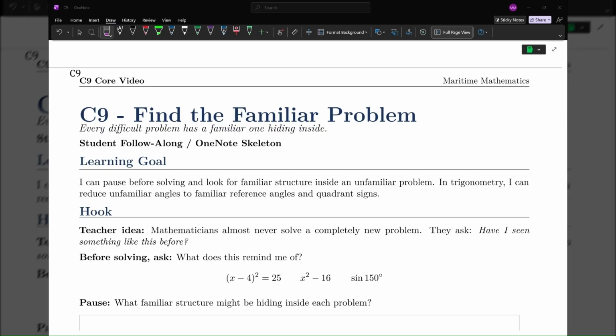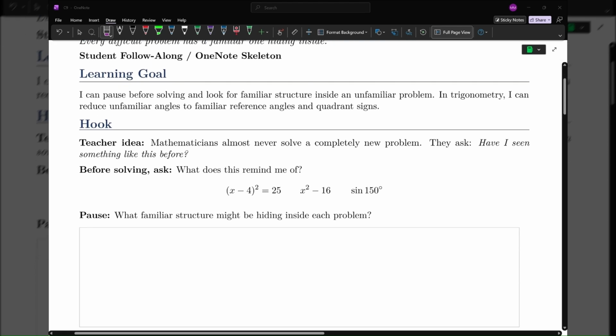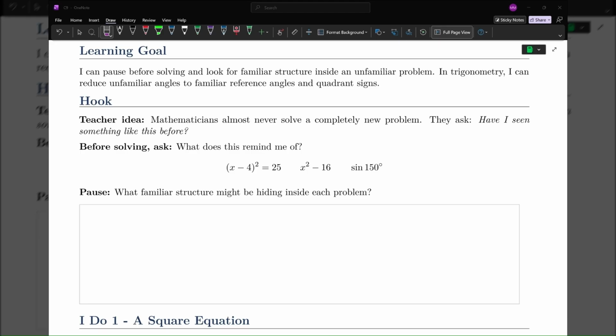So you can see our hook. You can see the big idea there, but we have (x minus 4) squared equals 25. We then have x squared minus 16, and we have sine of 150. So I'm going to get you to pause, and ask yourself, what familiar structure is inside of each problem? If you've been watching this video series in order, you have seen, especially that first one. But again, just take a minute and pause and ask yourself, what familiar structures are hiding inside of those potentially unfamiliar problems?